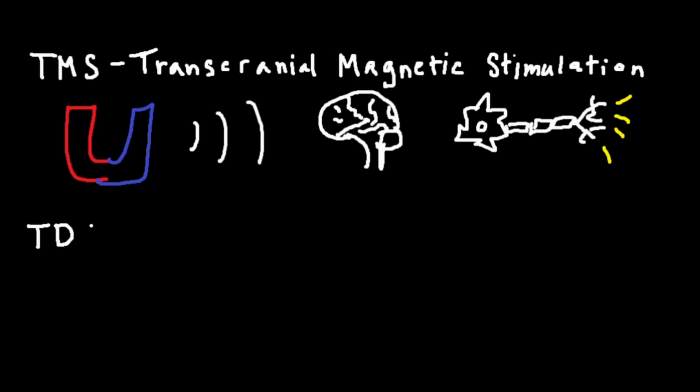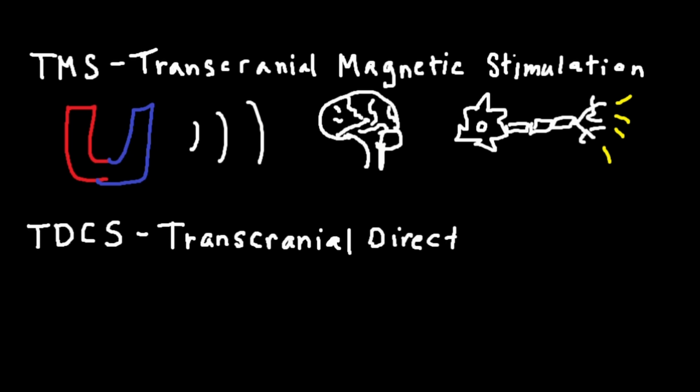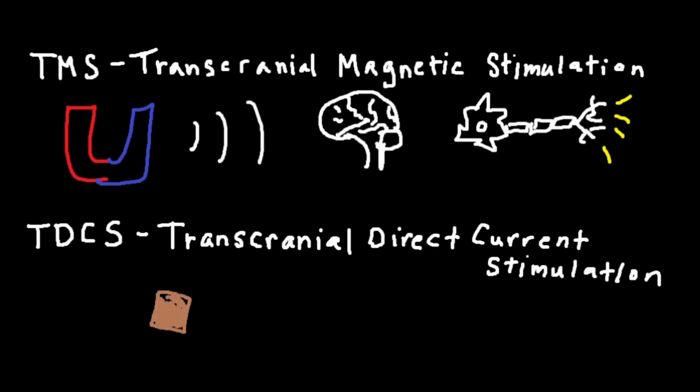TDCS, or transcranial direct current stimulation, works a lot in the same way as TMS, but instead of sending magnetic pulses into the brain to manipulate neural activity, it uses electrical currents. This method is similarly used to treat conditions like depression, and thus may also be potentially used to treat individuals who suffer from chronic insomnia by manipulating associated brain activity.